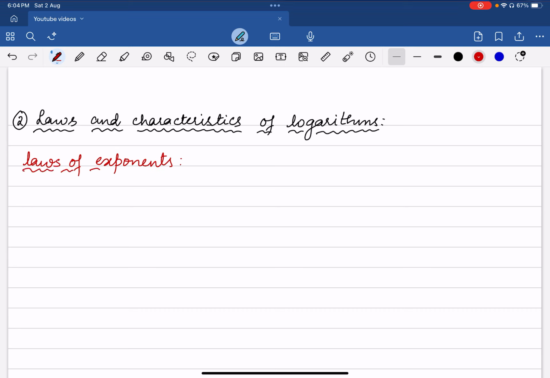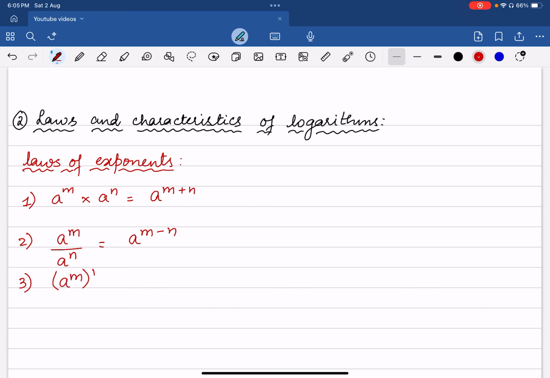For example, just going through a quick understanding of laws of exponents or laws of indices, as we call them. Quick laws: a raised to m times a raised to n makes it a raised to m plus n. Similarly, a raised to m over a raised to n makes it a raised to m minus n. When it is division, the ultimate result is subtraction. When it is multiplication, the ultimate result is addition. And when it is a raised to m, the whole raised to n, it is multiplication. These are the three basic laws of exponents.